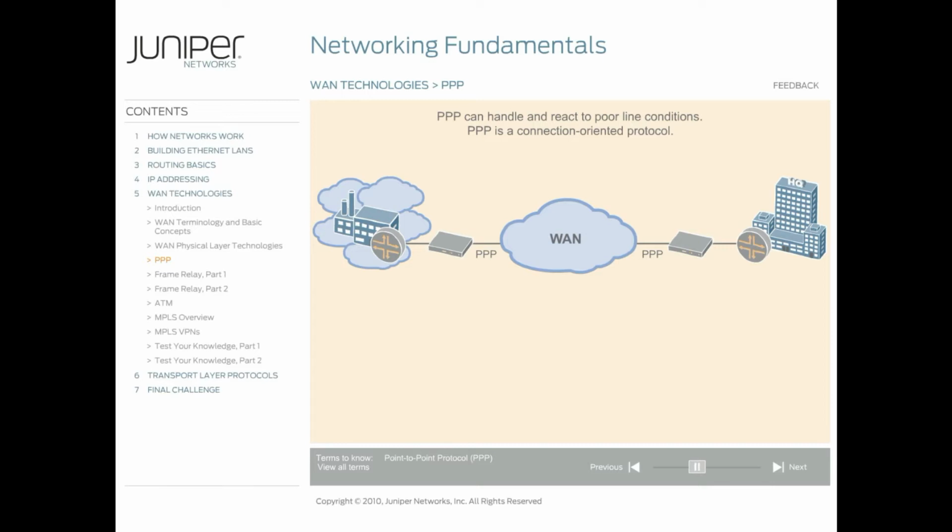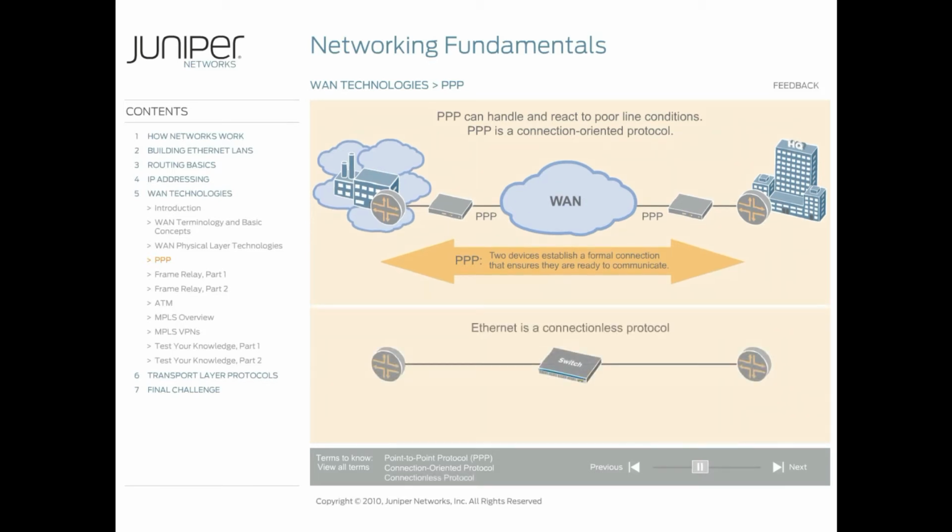Back then, line quality was a major concern, so several mechanisms were built into PPP to help it handle and react to poor conditions. PPP is known as a connection-oriented protocol. Using PPP, two devices establish a formal connection that ensures that they are ready to communicate. Ethernet, on the other hand, is a connectionless protocol. With Ethernet, when a device wants to send data to another device, it just sends it. It has no idea if the device is ready to receive it.